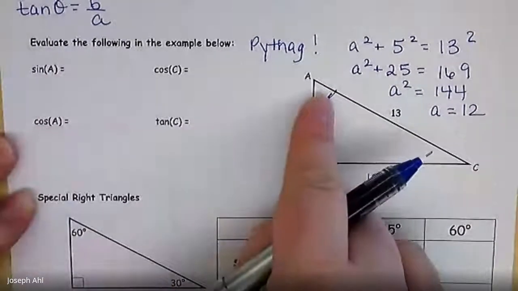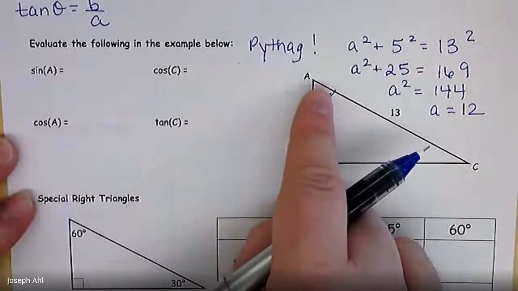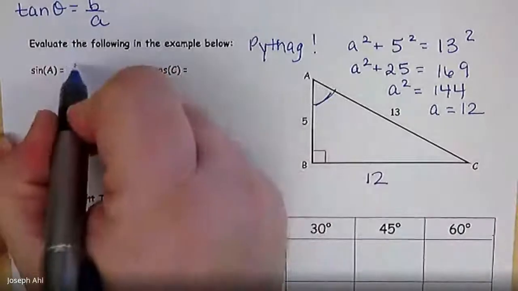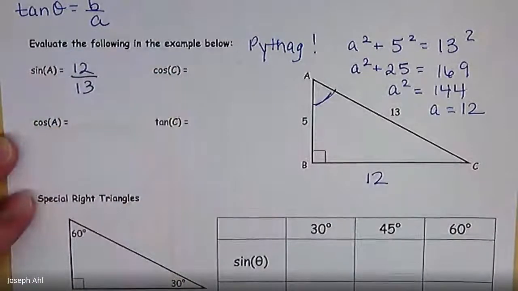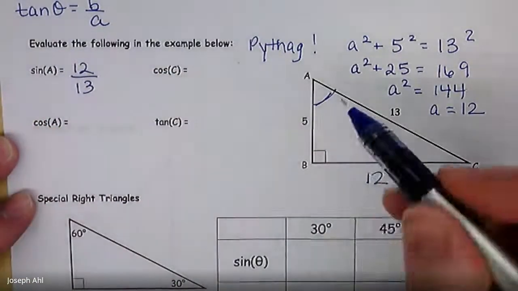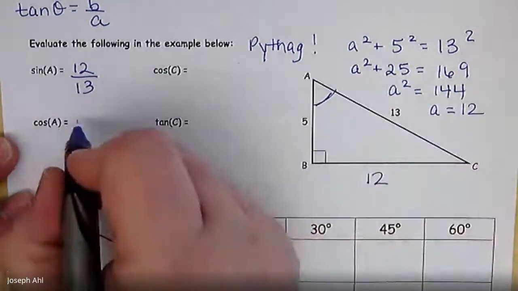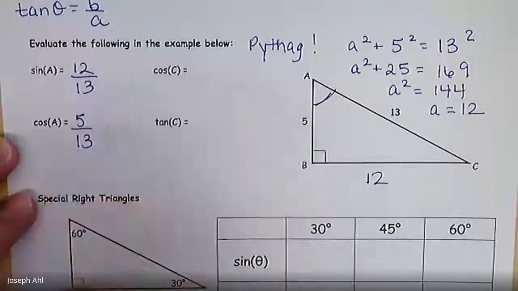Sine of A, SOHCAHTOA, would be opposite over hypotenuse. So opposite angle A is 12, hypotenuse of 13. And similarly, cosine of angle A, use the adjacent side, which is 5 over the hypotenuse of 13.